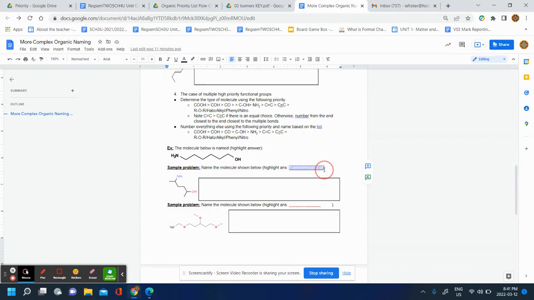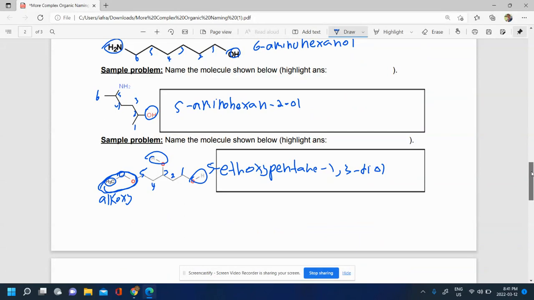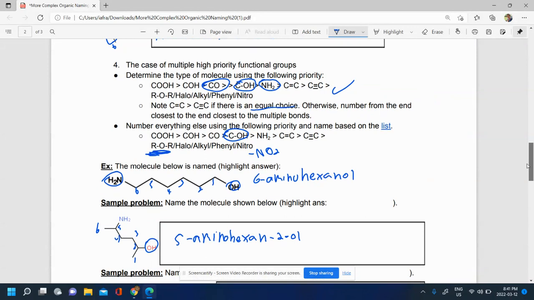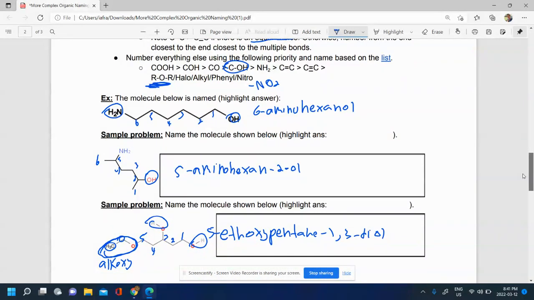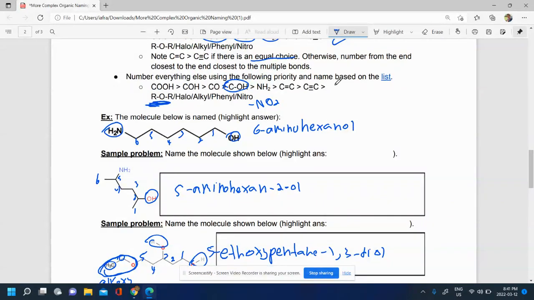So over here we put 5-aminohexane-2-ol. Over here we put 5-ethoxypentane. Oops, I forgot the N there. Pentane. Let's see if that fixed it. 5-ethoxypentane 1,3-diol. Did we put that? Just want to make sure I put that. 5-ethoxypentane 1,3-diol. Perfect. So we named molecules with multiple functional groups. We have to make sure we use our priority list to determine what type of molecule we have, and then everything else will be considered a substituent based on this priority order that we see here.